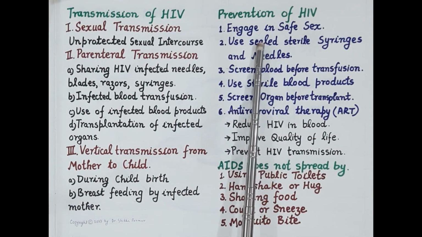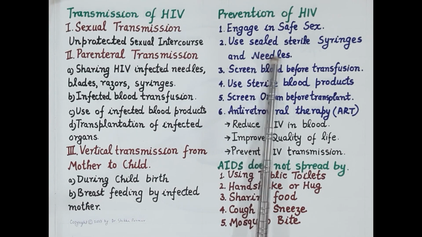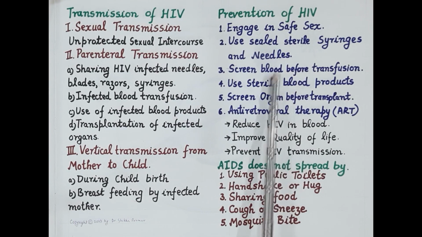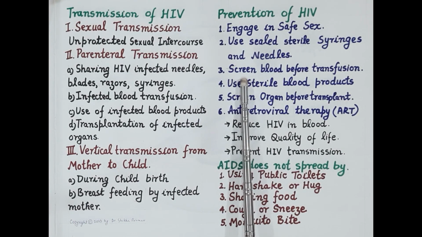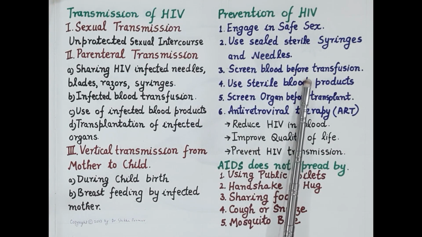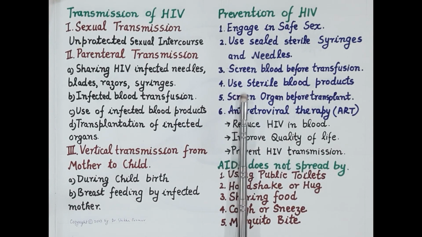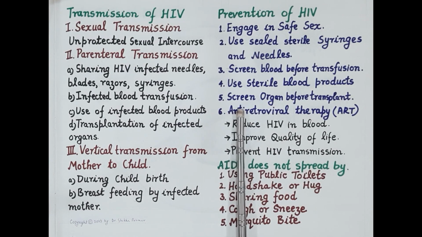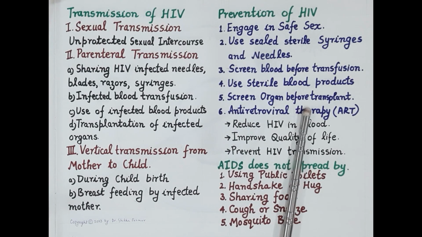Now very important, engage in safe sex, always use condoms, then use sealed sterile syringes and needles and destroy these syringes and needles after use. Then screen or test the blood for HIV infection before blood transfusion. Then use sterile blood products. Then screen or test the organ for HIV infection before transplantation.